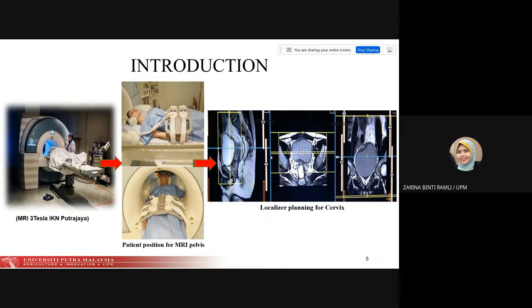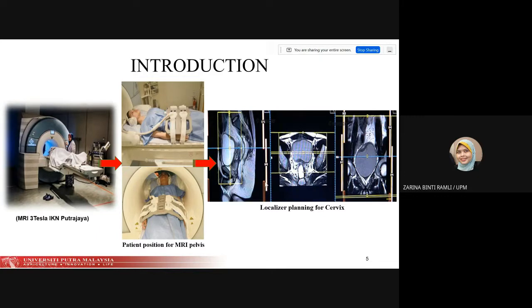They show promise for tumor classification and assessing the risk of tumor recurrence, and are also helpful to develop optimized and personalized therapy for patients with cervical cancer. These are the images of the 3 Tesla MRI that I used at the IKM Putrajaya. And this is how the patient is positioned during the MRI cervix to evaluate cervical cancer.